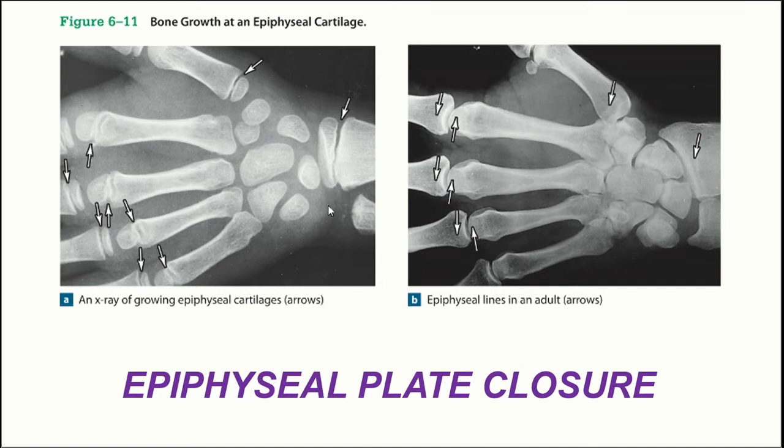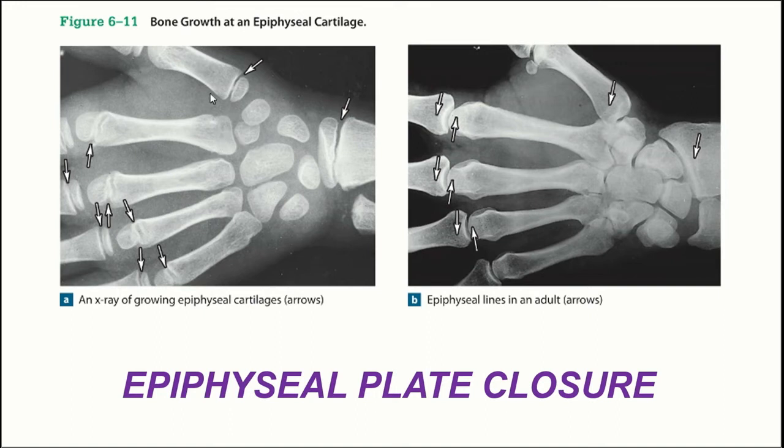And this diagram is essentially showing that here on the left side. These white arrows show the locations of the epiphyseal plates in the hand and the fingers of a child. The diagram on the right here is a diagram of an adult in which the white arrows are showing the locations of the epiphyseal plates that have closed.